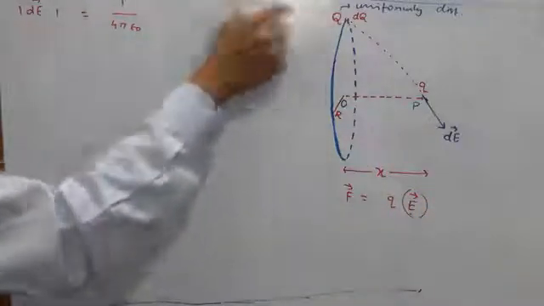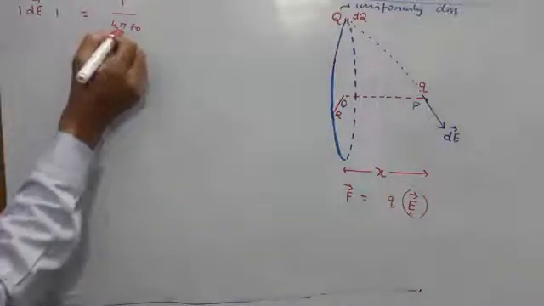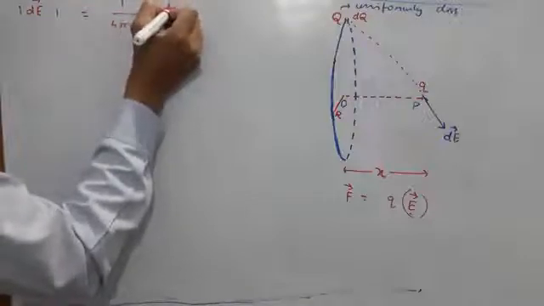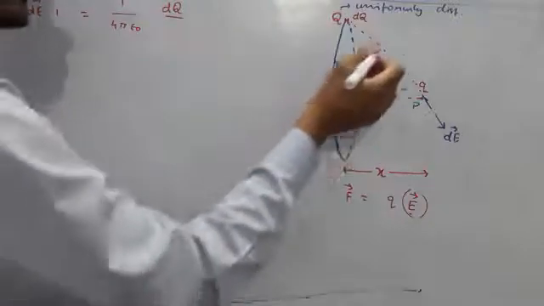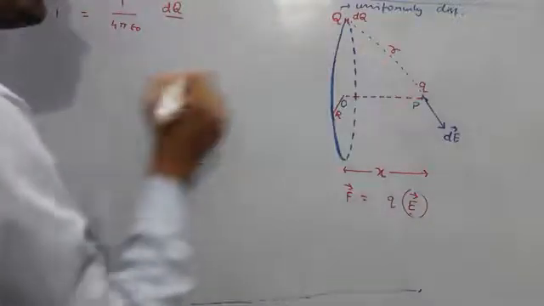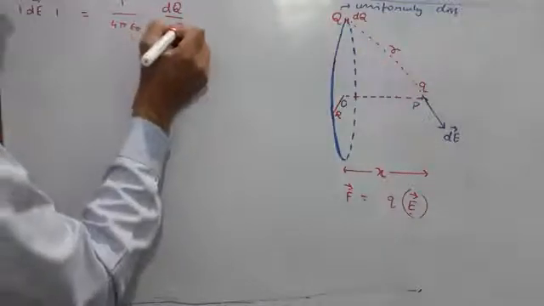So we have chosen this element. So this dE will become 1 by 4 pi epsilon naught, that charge element dq, divided by this distance squared. This distance I will call r, so r squared.